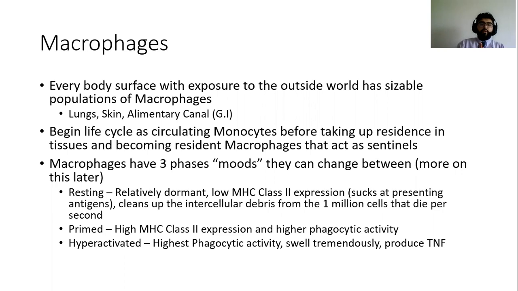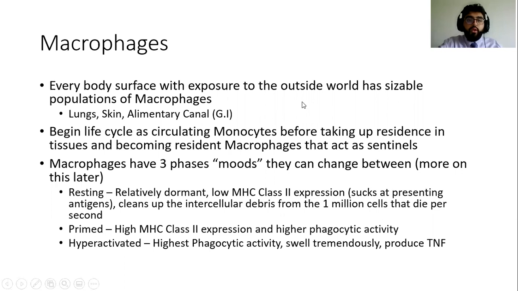Now, the life cycle of a macrophage is a bit interesting because a macrophage actually doesn't begin its life as a macrophage. It actually starts as a monocyte, which is a cell that goes in the bloodstream, and then it takes up residence in a tissue and becomes more adept to living a tissue life rather than a circulatory life. And then it becomes a macrophage. Now, under different circumstances, a monocyte can actually become a dendritic cell, but we'll talk about that in a later lecture.